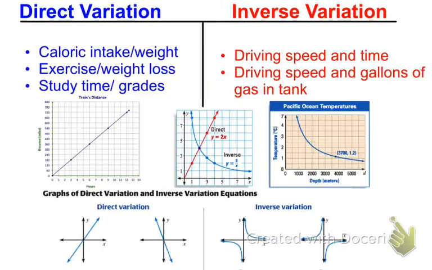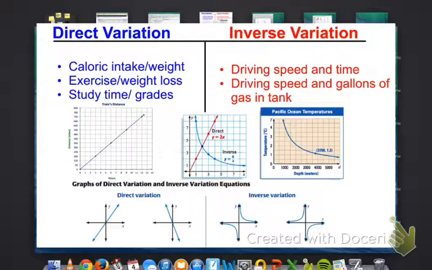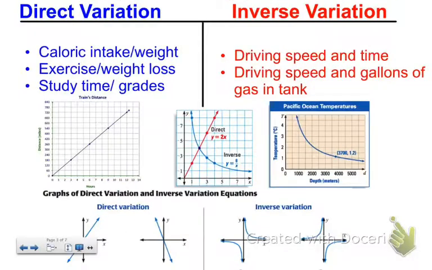For some more examples, we have driving speed and time. The faster you go, the less time it takes you to get somewhere. So your speed is increasing, your time spent driving is decreasing. And then driving speed and gallons of gas in the tank, which I talked about. Another example is Pacific Ocean temperatures. As you get deeper into the ocean, the depth is increasing, and the temperature is decreasing.